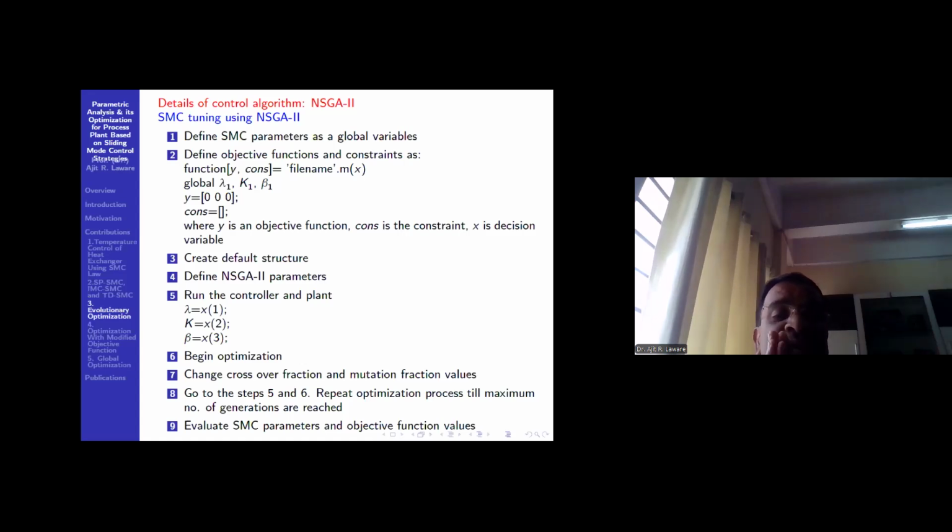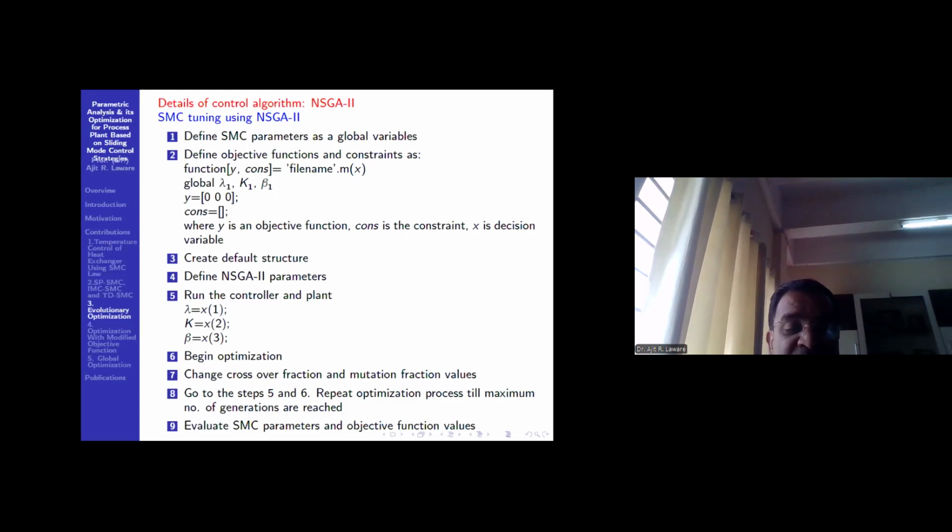So here define the SMC parameters lambda 1, beta 1 and K1. Then define the objective functions and constraints. In this file, y cons, y is the objective function, and the global variables lambda 1, k1 and beta 1 are the controller parameters, which are called decision variables. Then the default structure has been created, and you provide the NSGA2 parameters and run the optimization.